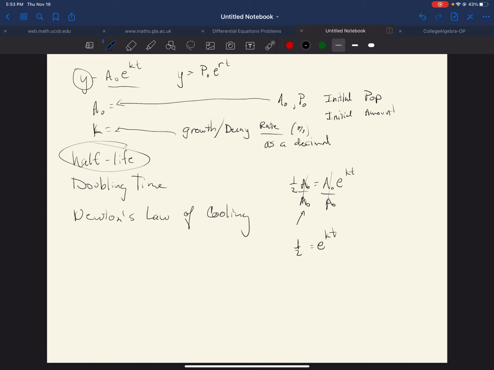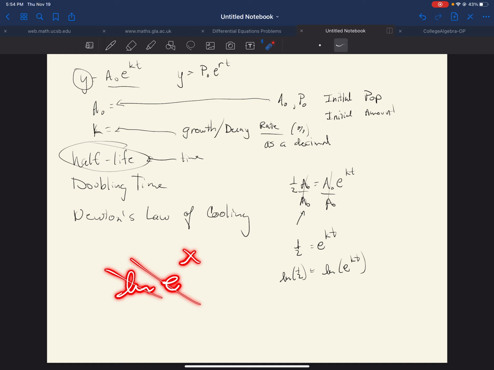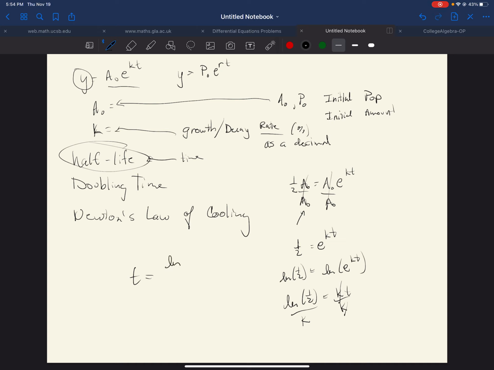And here's where all of the previous sections, like solving equations, come together. Because I want to solve for t, because half-life is a time. So I want to solve this for the variable t. Well, t's in the power, so how do I get it out of the power? I ln both sides. So I get ln of 1/2 equals ln of e to the kt. Now, ln of e to the x has equaled x for us. That's how the ln and e cancel each other out. And we get ln of 1/2 equals kt. If you divide by k, you get t equals ln of 1/2 over k. And so this is the formula right here for half-life.